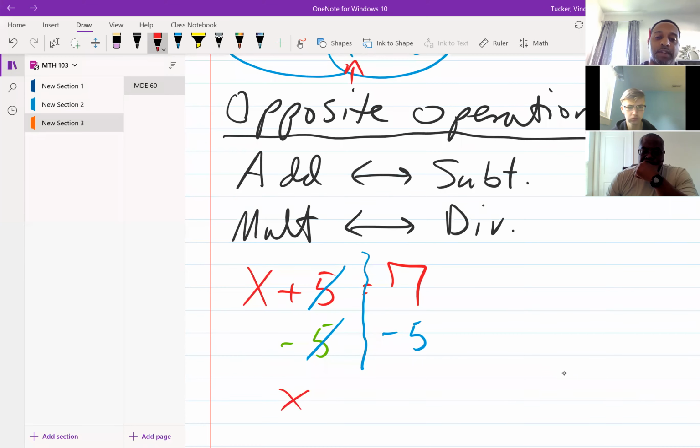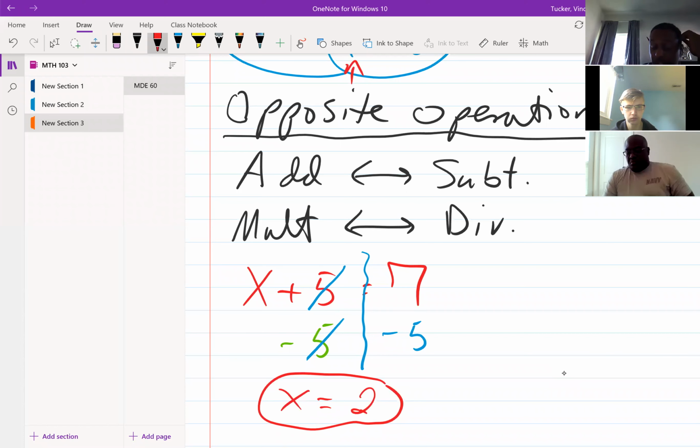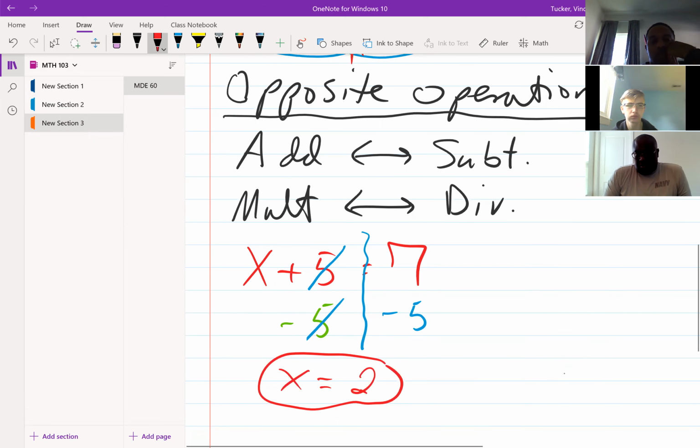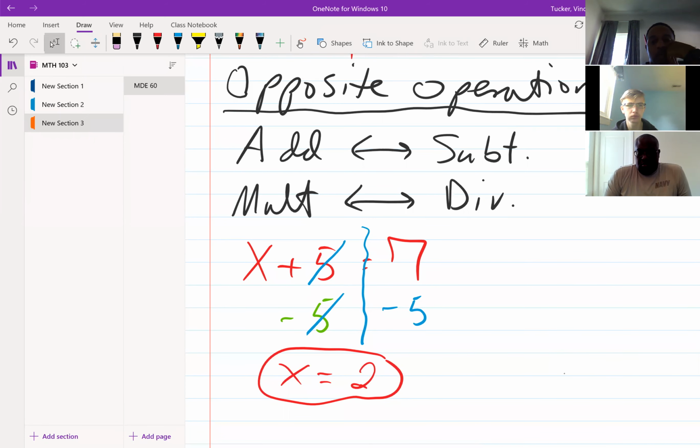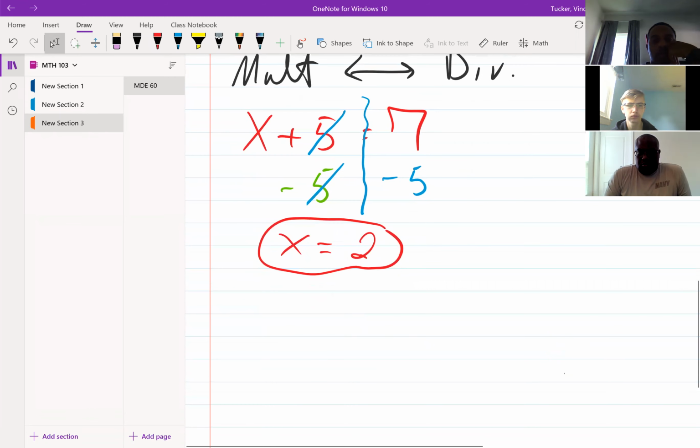So on the left, I have just x. And on the right, 7 minus 5 is 2, which is what we already said would be our solution. So that is the foundation of solving all of your equations. Your goal is to get your variable by itself, and then you want to do that by using opposite operations. All right, let's try a few more.